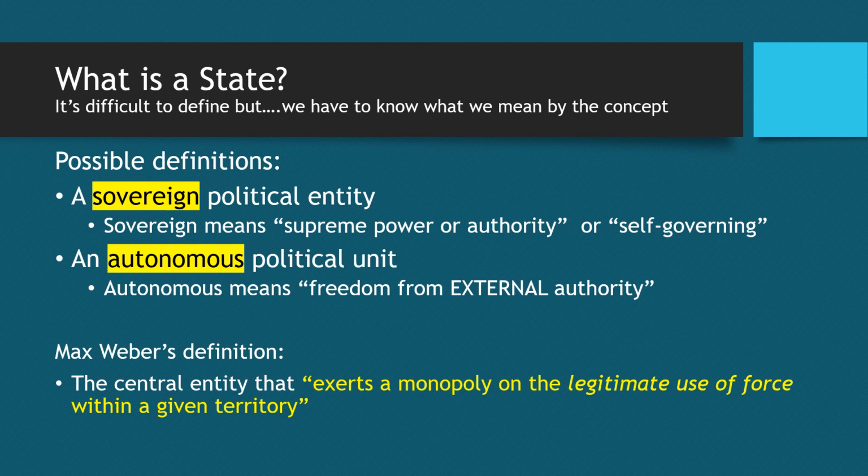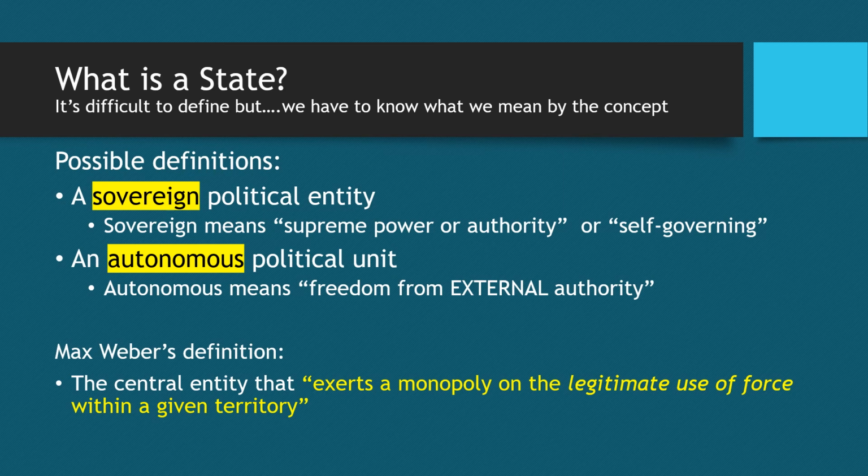Some possible definitions that have been given over the years have dealt with sovereignty. The word sovereign means supreme power or authority or self-governing. So a sovereign political entity is one that is self-governing, where there's a government that has the ultimate power and nothing else from outside of that entity can take power over it.